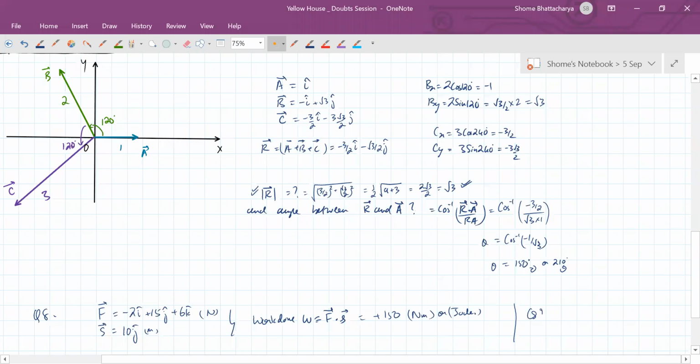Next we are looking at questions 11, 12 and 13. All three have been asked.